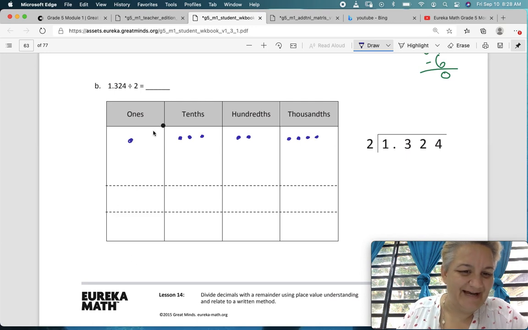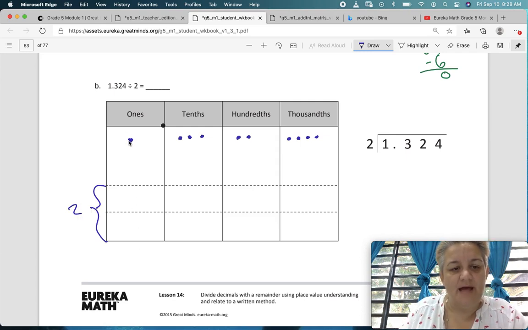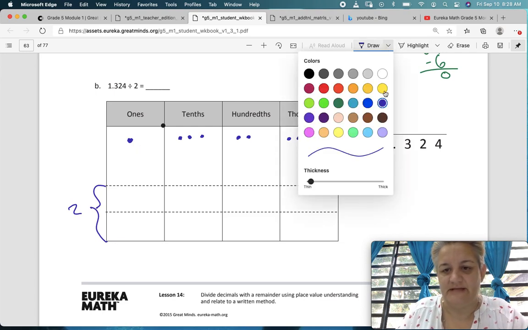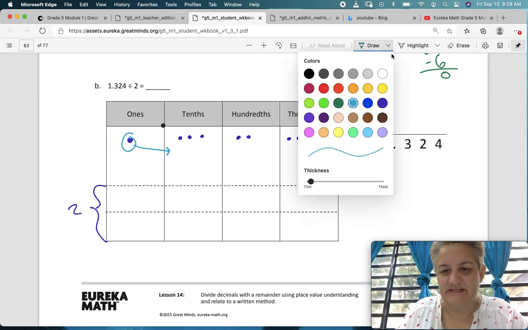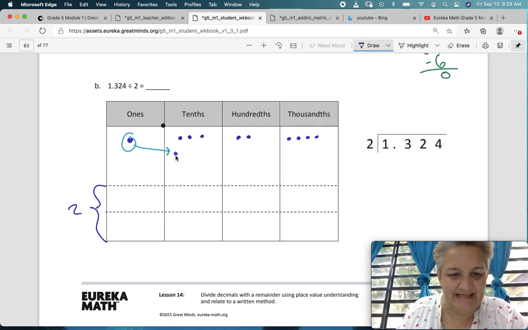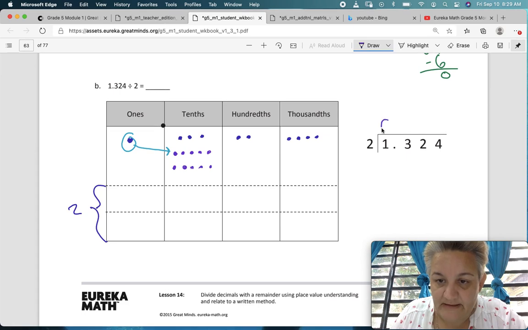So I can't divide this at all, can I? Here's my 2. Right? I'm going into 2. So I'm automatically going to have to move this over to the other side. I'm going to have to just pick it up and move it over. And when I move it into the tenths position, it becomes 10 tenths. So I'm just going to, it's 0, right? It went in 0 times. So I'm going to have to draw a 0, right? 2 went into 1 0 times. 0 times 2 is 0.